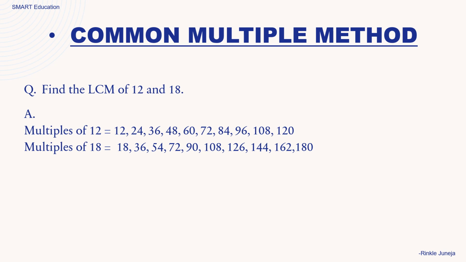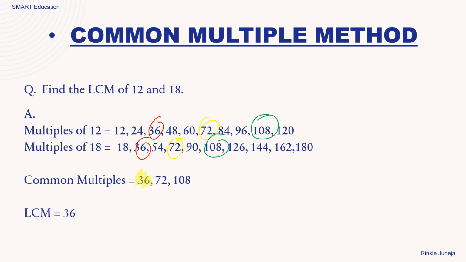Now here, can you observe which are the common multiples? 36 and 36, right? Then the next is 72 and 72. Any other? Yes, 108 and 108. So the common multiples are 36, 72 and 108. Out of these, 36 is the least number. So we can say that the LCM of 12 and 18 is 36.